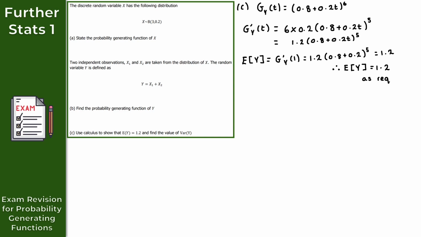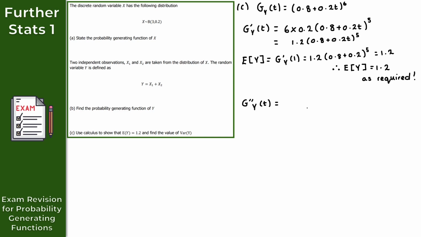Okay, so that's the first half of part C done. Now we also need to find the value of the variance of y. To find the variance of the discrete random variable y, we now need the second derivative. So we now need g prime prime of y in terms of t. What I now need to do is differentiate g prime of y, so that's this expression, again in terms of t.